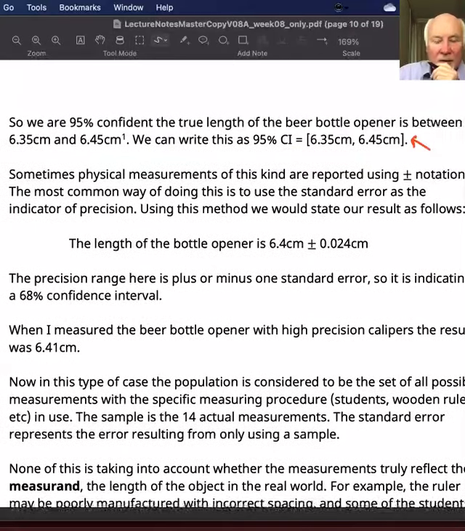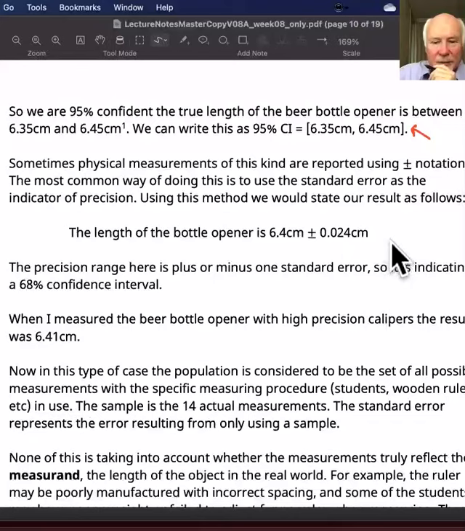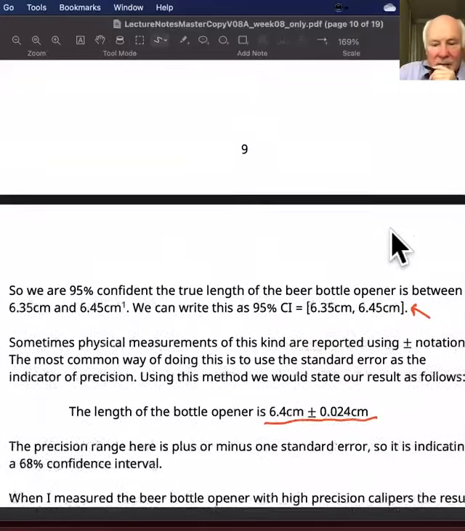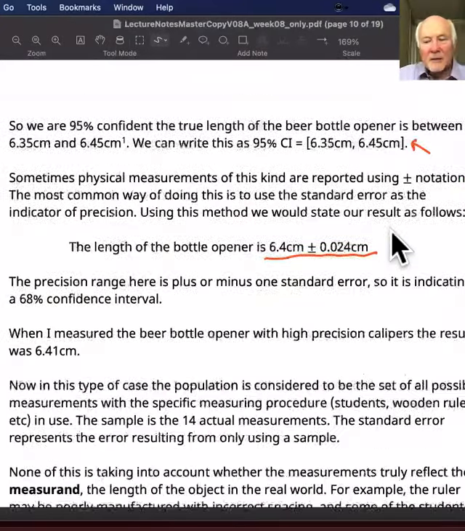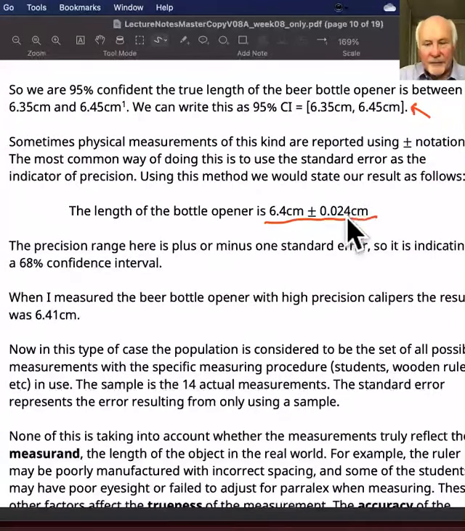Now, there's another way that a kind of confidence interval is expressed that you will come across typically with physical measurements. The practice is not entirely consistent, but a typical sort of thing you'll see looks like this. Why have I put 2.4? That probably should be 2.5 there. That should be a 5, sorry. Let's say the length of the bottle opener is 6.4 centimetres plus or minus 0.025 centimetres. So the thing that goes after the plus or minus is the standard error.